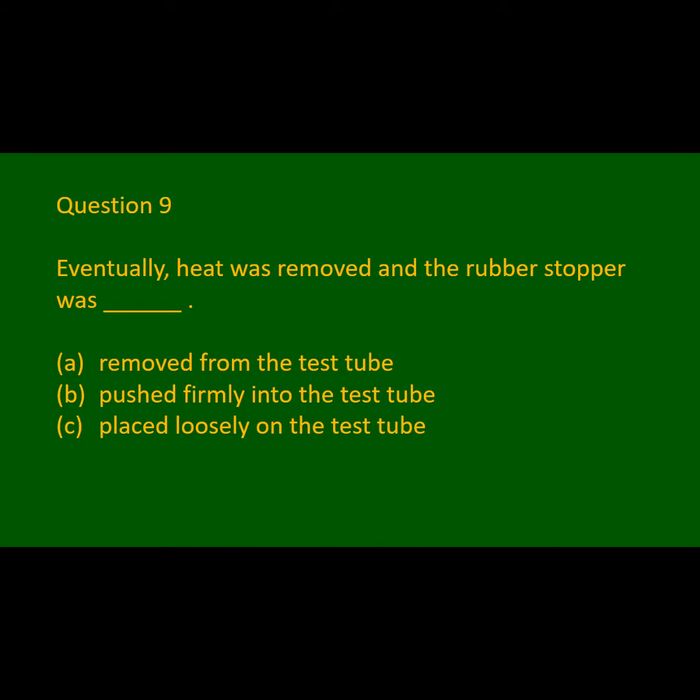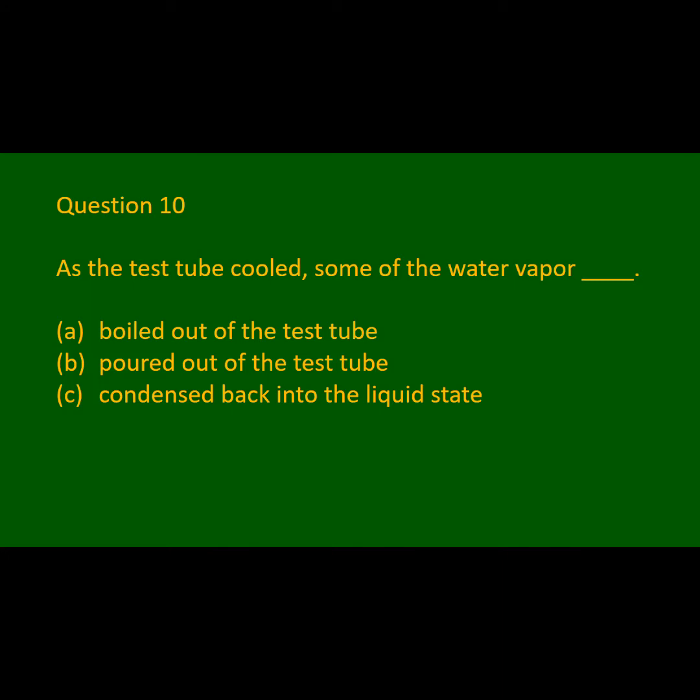Question 9. Eventually, heat was removed and the rubber stopper was A. Removed from the test tube. B. Pushed firmly into the test tube. C. Placed loosely on the test tube. Question 10. As the test tube cooled, some of the water vapor A. Boiled out of the test tube. B. Poured out of the test tube. C. Condensed back into the liquid state.